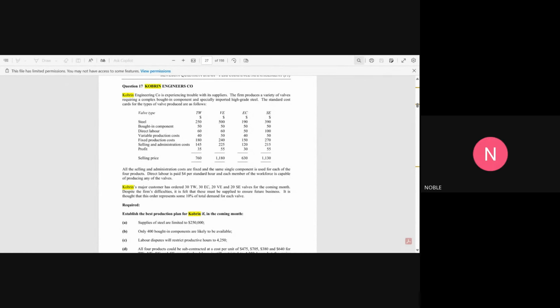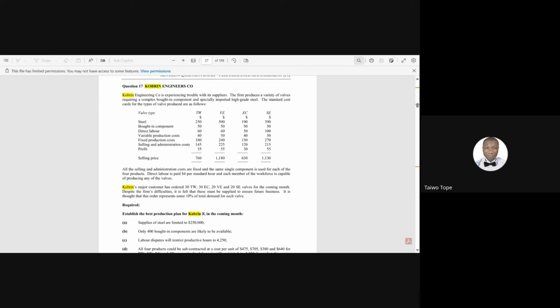Very good. So now you're not talking about components. The question you should ask yourself is, how many components are being used to produce one unit? They are telling us now that it's not in naira, so we are not going to be using the limitation in naira or in dollars. They are telling us that only 400 bought-in components are likely to be available. It means the component use.